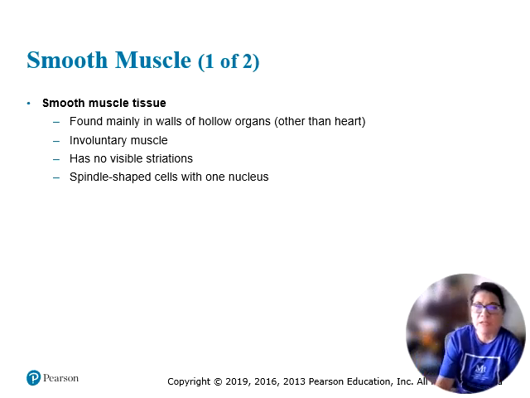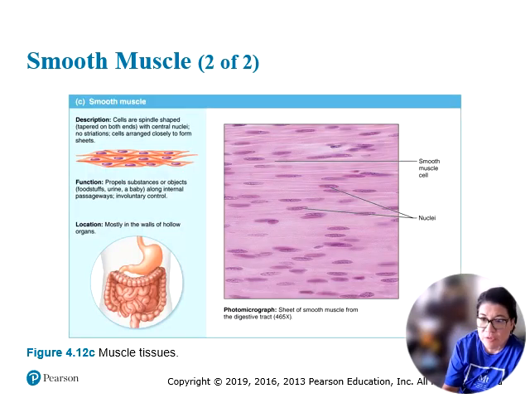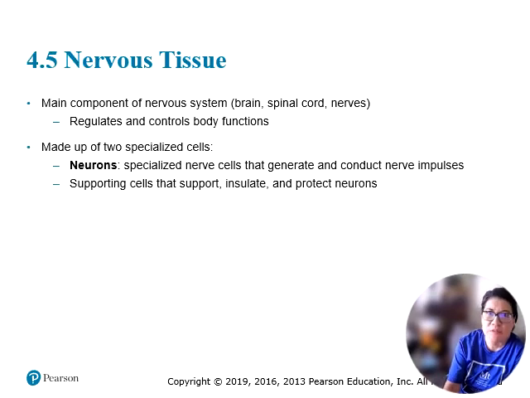It's involuntary. It does not have striations, so it's built different. It has a different structure, and it looks kind of spindly, one nucleus. So there they are. You can't really see it, but if you look at this picture, they're kind of spindly, right? You do have some smooth muscle in your heart too, in like the blood vessels.